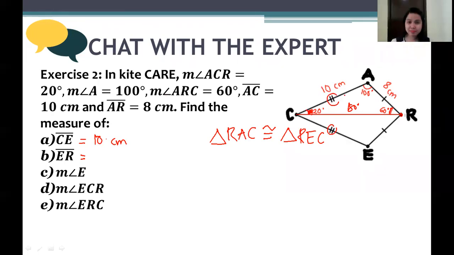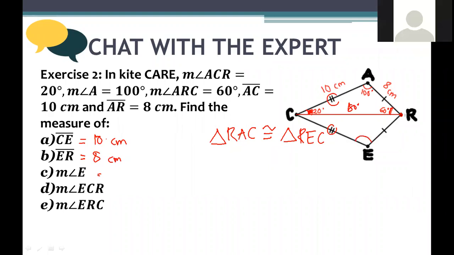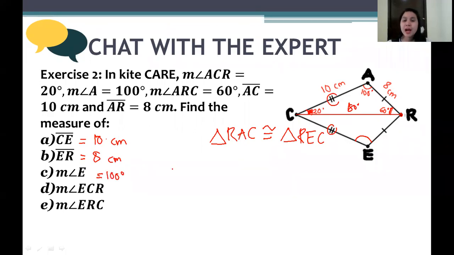How about Ali? Measure of segment ER. Very good. It's 8 cm. Next, measure of angle E. Let me ask AP. What's the measure of angle E? Where's AP now? AP, still there? Yes, ma'am. What's the measure of angle E? 100 degrees. Very good.